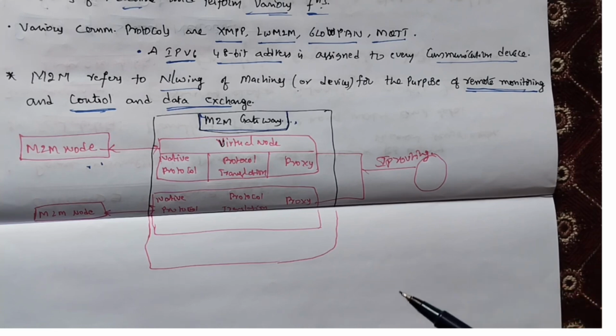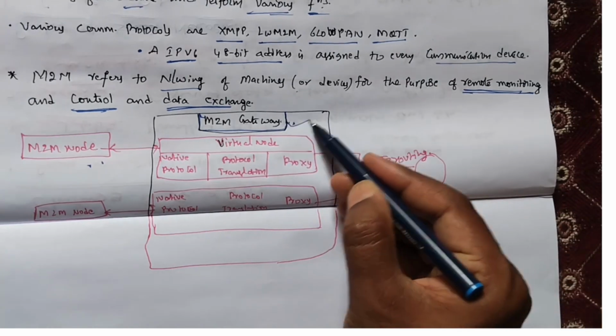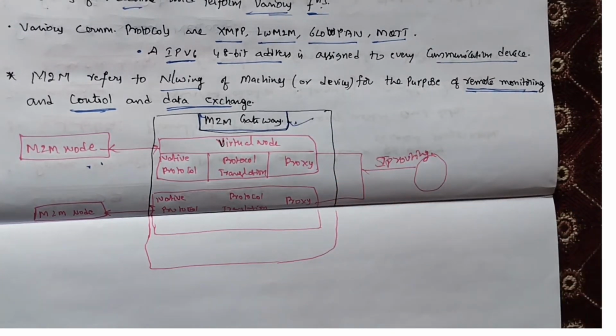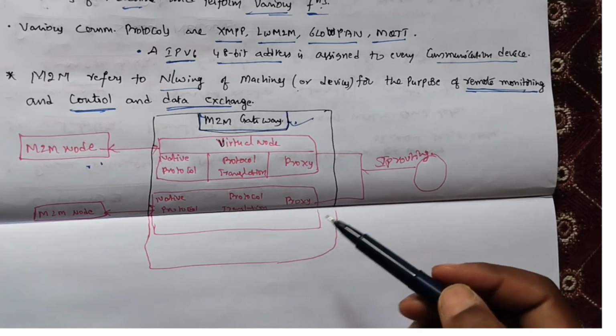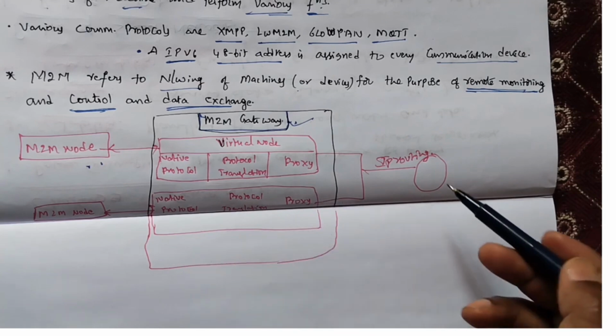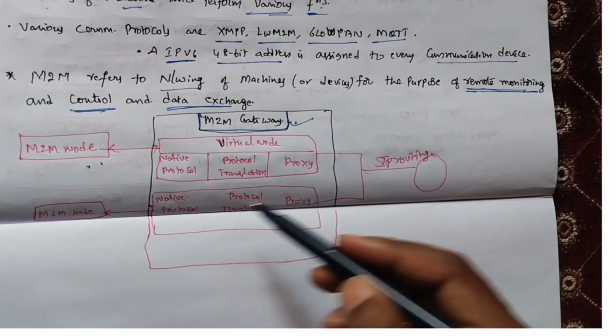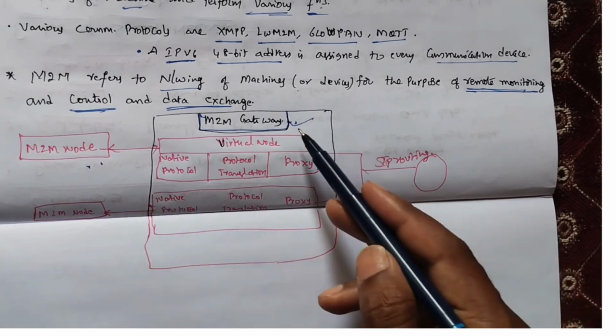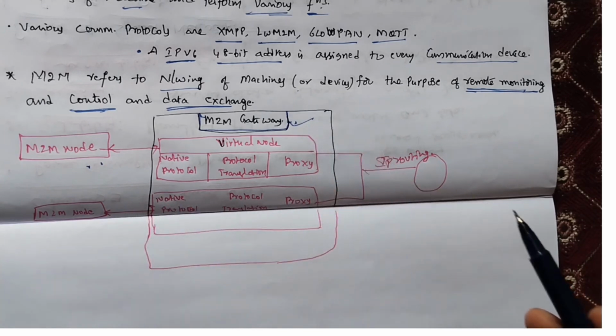It will perform the protocol translation. For M2M networks, the M2M gateway acts as a proxy performing translations from or to the native protocols.